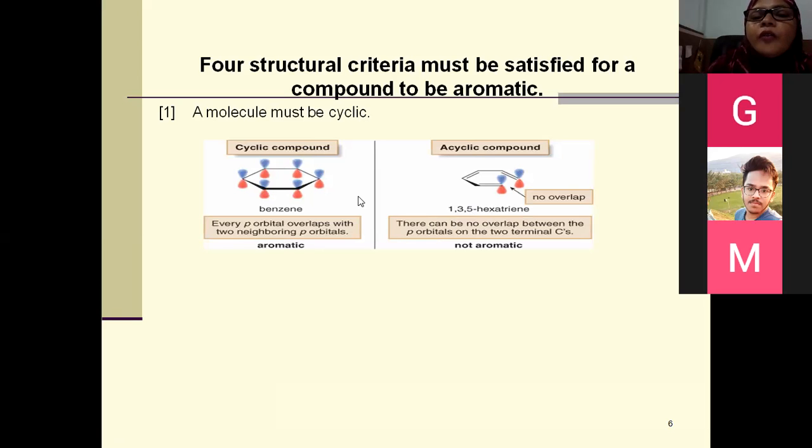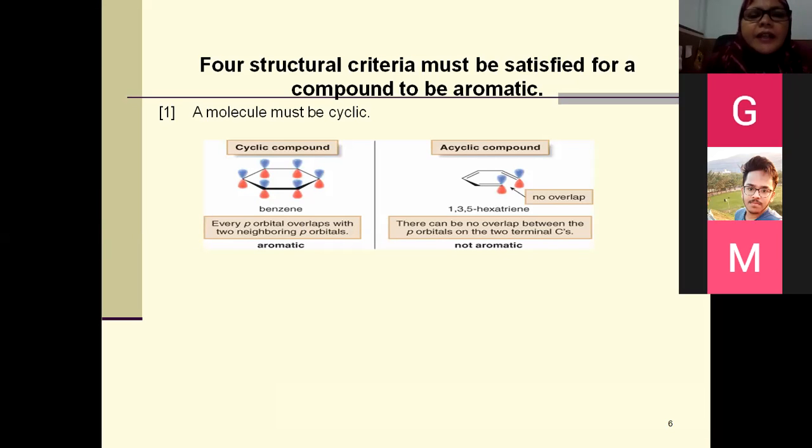So the overlapping may take place on these carbon atoms which are joined with each other, but no overlap will be there on these terminal carbon atoms. So first carbon atom and the 6th carbon atom are terminal carbon atoms, and here there will be no overlapping. So that's why it is not forming a cyclic compound. So it's an acyclic compound, and because of that it is not aromatic in nature. Is it clear, students? Yes, ma'am. Okay. Any doubt here?